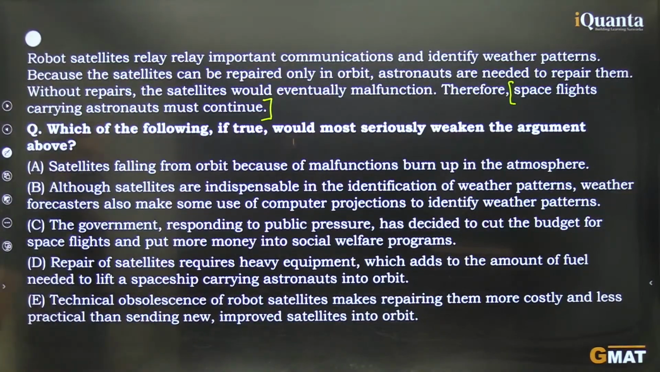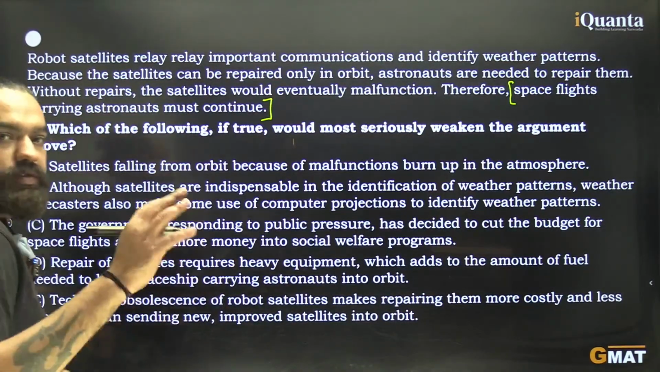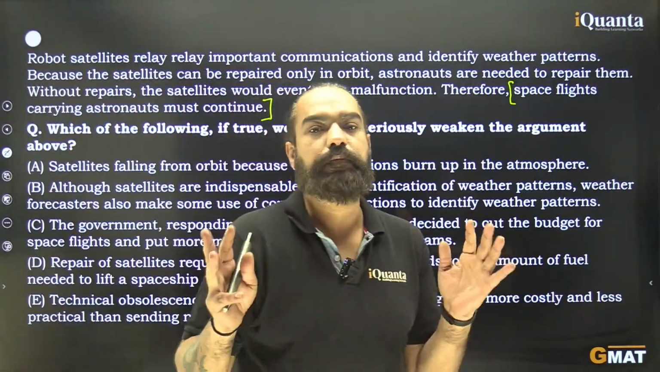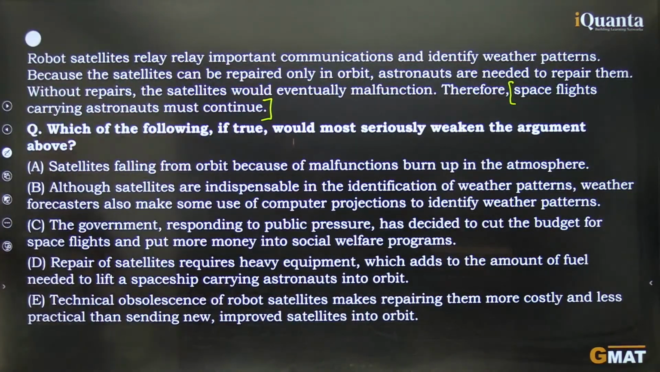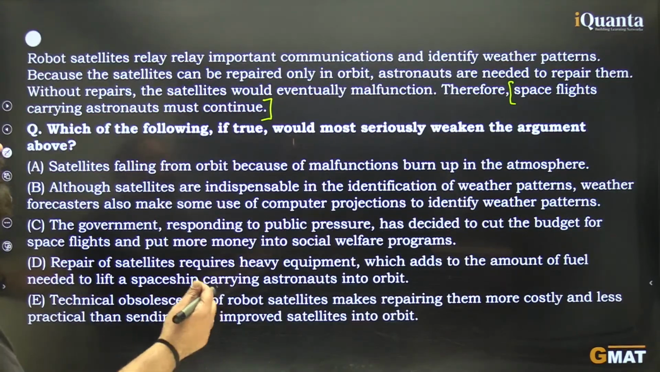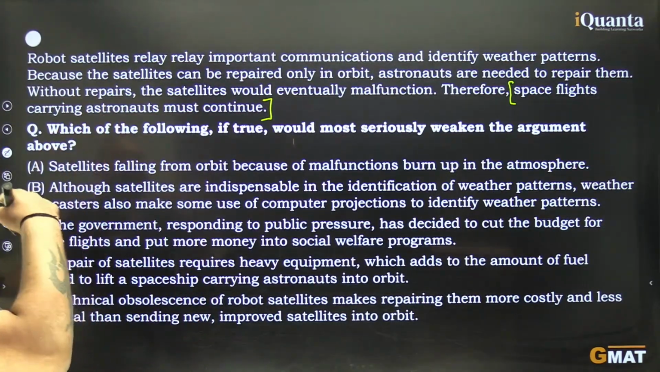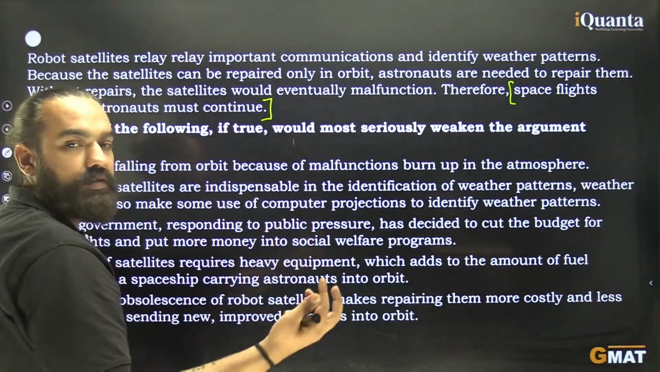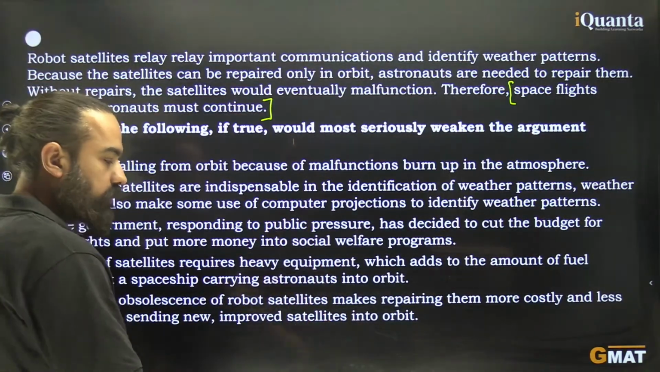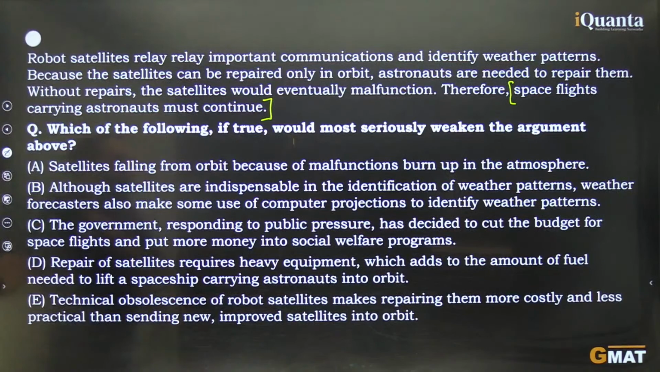Now, which of the following, if true, would most seriously weaken the argument above? We have to suggest why it is not important to keep sending space flights into outer space. A says, satellites falling from orbit because of malfunctions burn up in the atmosphere. Well, this does not tell us why we should stop sending space flights into orbit. In fact, if satellites falling from orbit because of malfunction burn up in the atmosphere, it's kind of good. They burn up in the atmosphere and they don't fall onto the ground. Still, it does not tell us why space flights should stop.